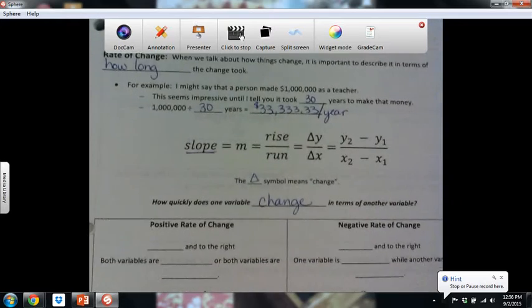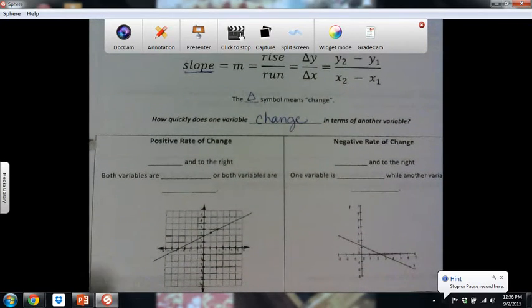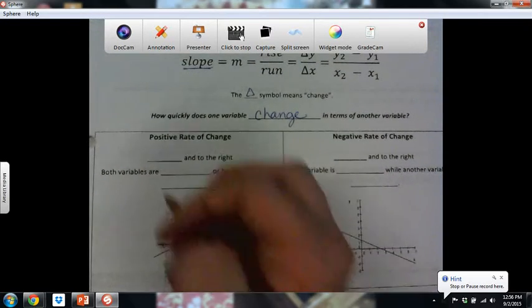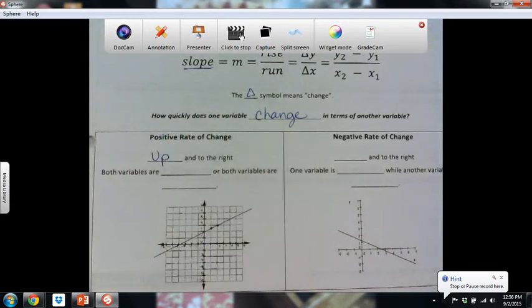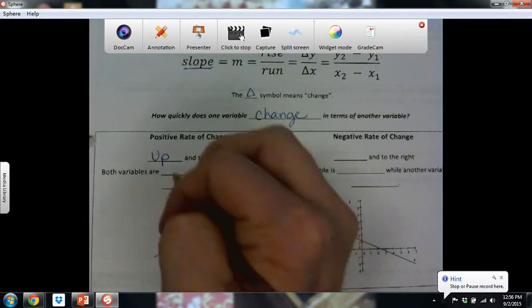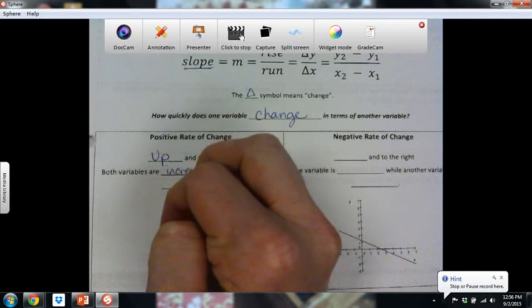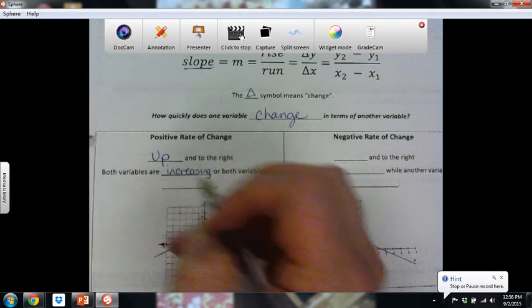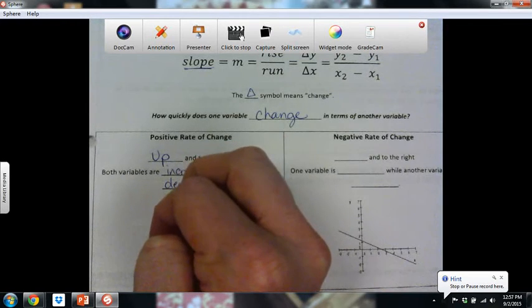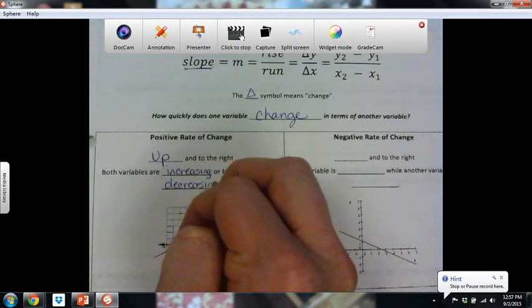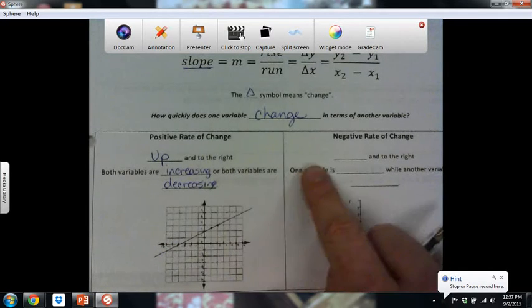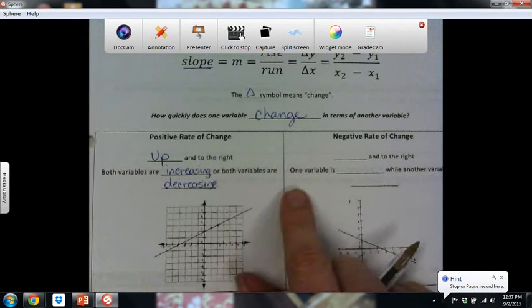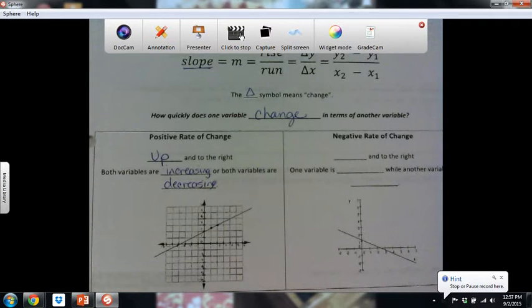That's our job. And so when we talk about a positive rate of change, the graph will go up and to the right. It is increasing as we read the graph from left to right. Both variables are increasing, or it's possible that both variables are decreasing depending on which direction you read the line. So for example, if I read it from left to right, both things are going up, but if I read it from right to left, both things are going down.